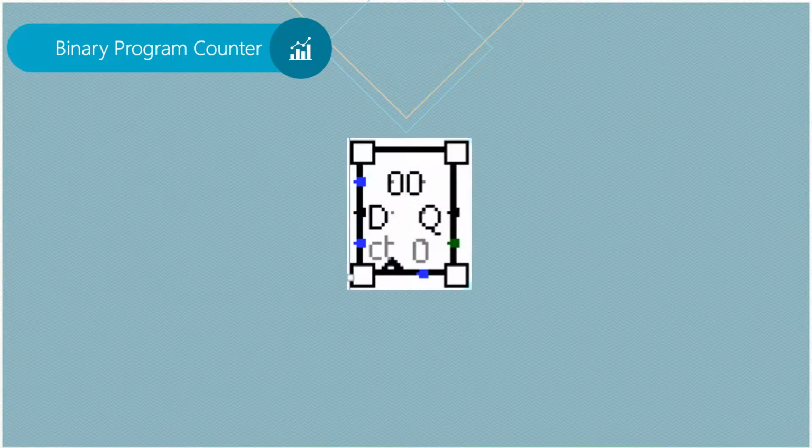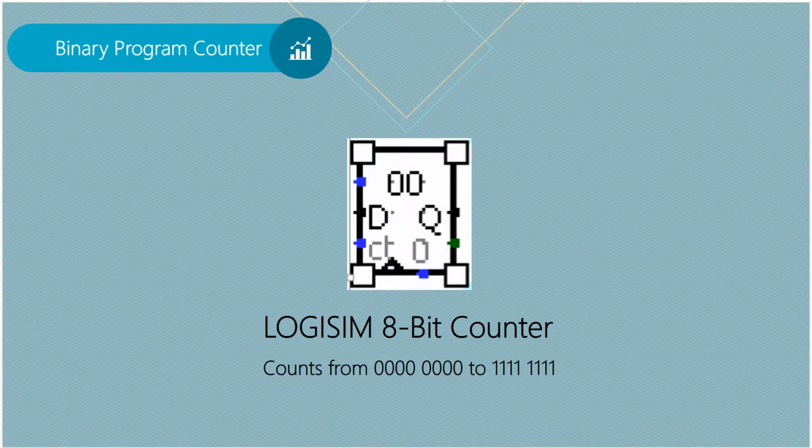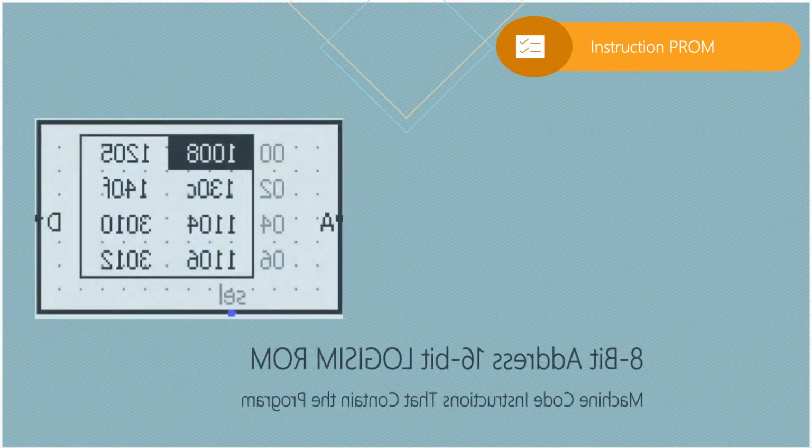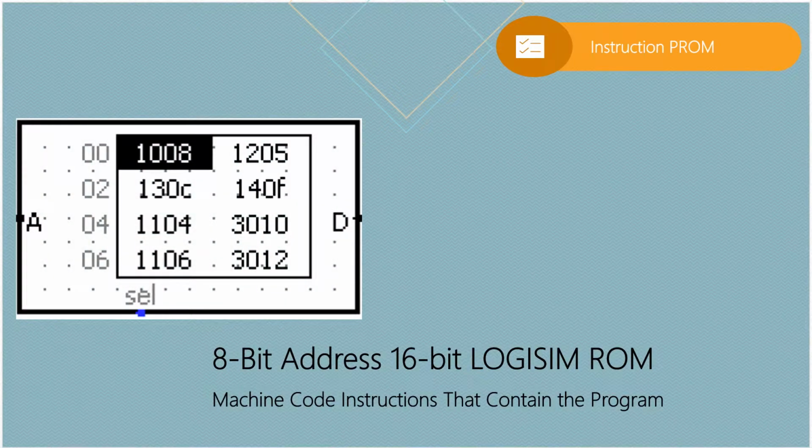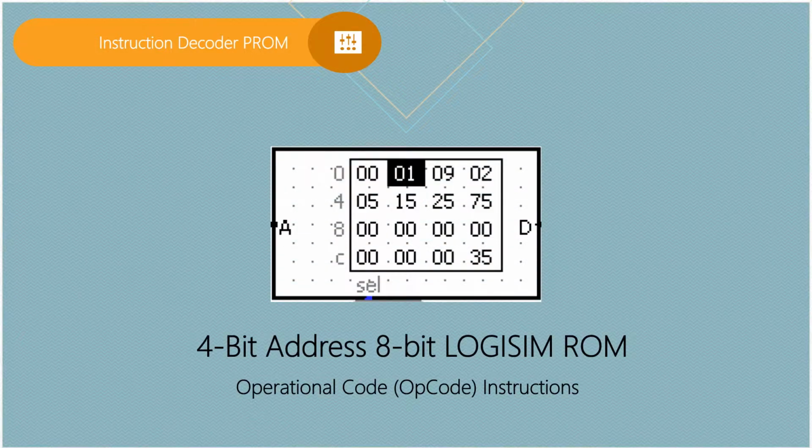The binary program counter is a Logisim 8-bit counter. It counts from 0 to 255 repeatedly. The instruction PROM is an 8-bit address, 16 bits of data per address, Logisim ROM. It contains machine code instructions that contain the program. The instruction decoder PROM is a 4-bit address, 8-bit Logisim ROM. In each of the 16 addresses is an 8-bit operation code.